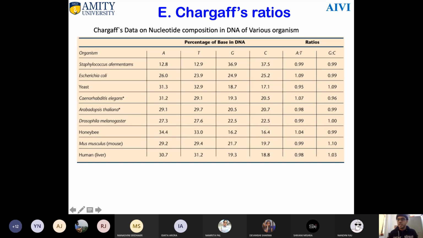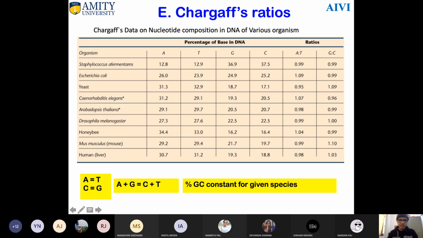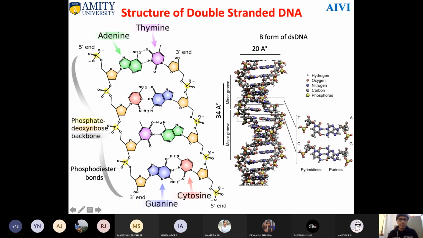But the ratio of A and T is always going to be 1. The ratio of G and C is also going to be 1. But separately, their individual components, like how many AT are there and how many GC are there, may be different. So A is equal to T, G is equal to C, and A plus G is equal to C plus T. GC content is given for the species. So this is going to be different. Each species is going to have a different GC content.